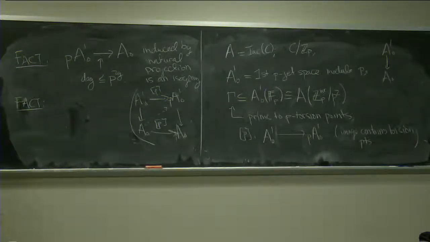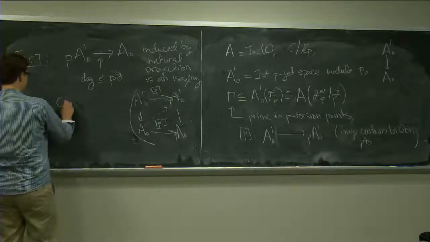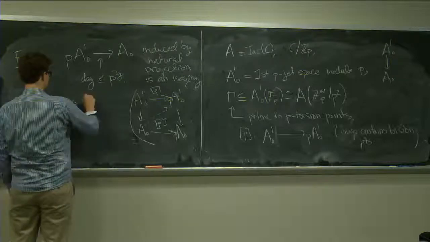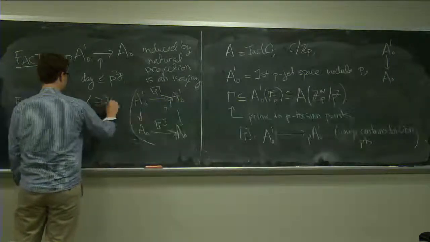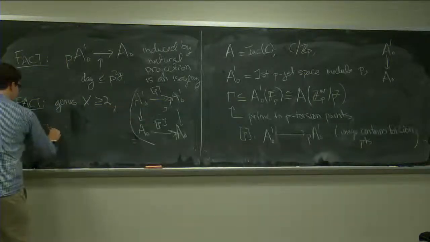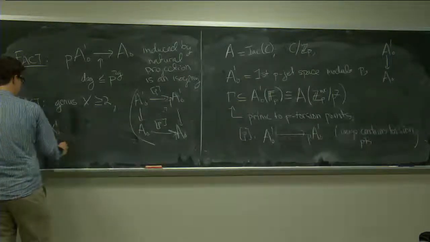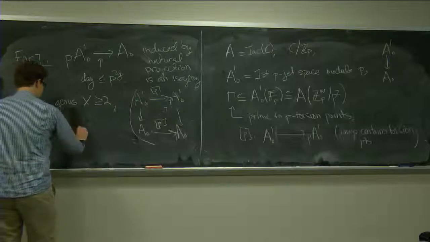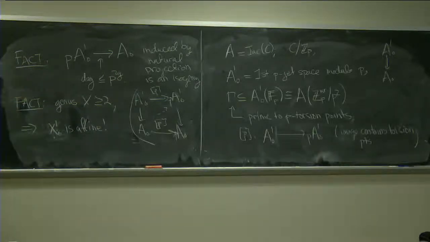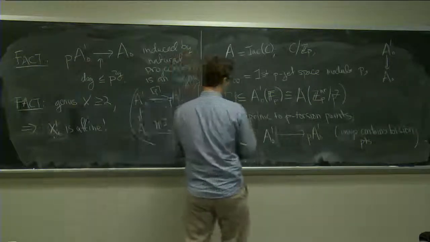Okay, so let's get back to this thing. The other fact that we need is that if the genus of C, did I call it X or C, X, is bigger than or equal to 2, right? Okay, this implies that we have X1,0 is affine. So this is a cool theorem, okay? Now what do we have?